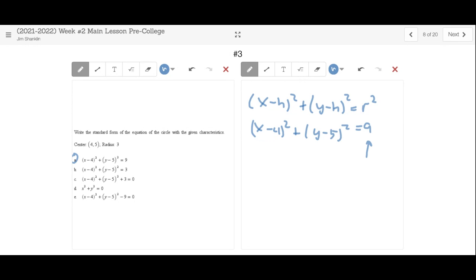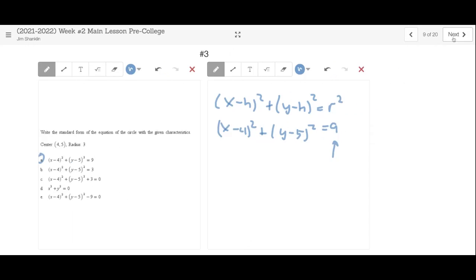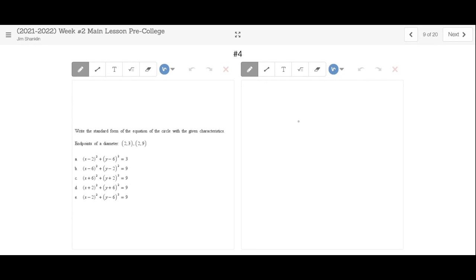All right. Next problem, number 4 on the practice. We have write the standard form of the equation of a circle with the given characteristics, endpoints of the diameter. Oh man, this one is way harder, because the question that you have to ask yourself is, what 2 pieces of information do I need in order to write an equation of a circle? Well, I need the radius and I need the center. Okay, well, they didn't give me either of those.